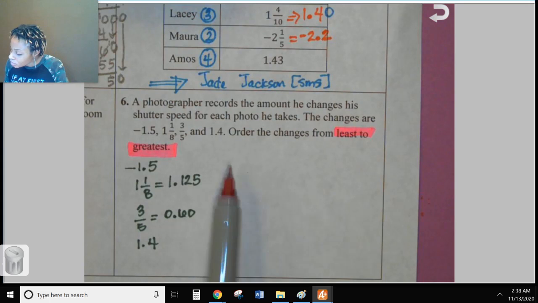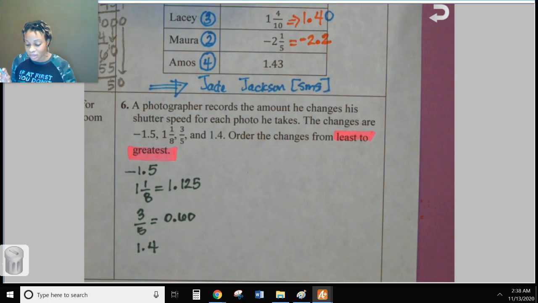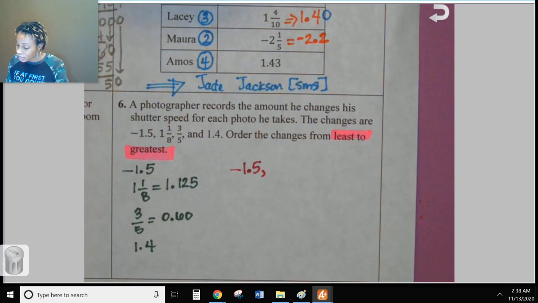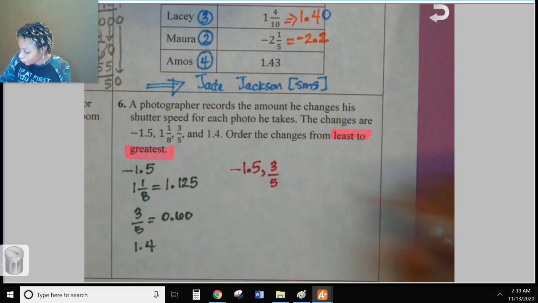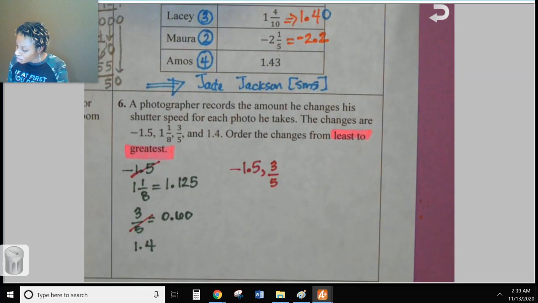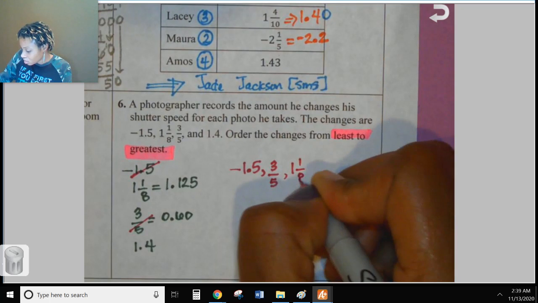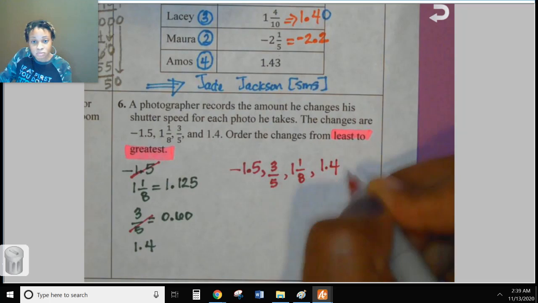Okay, so order the changes from least to greatest. We have them all in decimal form. We know the least is going to be anything that is negative. So we're going to start with negative 1.5. I don't have anything else that's negative, but the next things would be smaller than 1. So that would be 3/5. Remember, go back to the original form. So I've used this, I've used that. After that, it would be 1 and 1/8. And then that would be followed by 1 and 4/10.